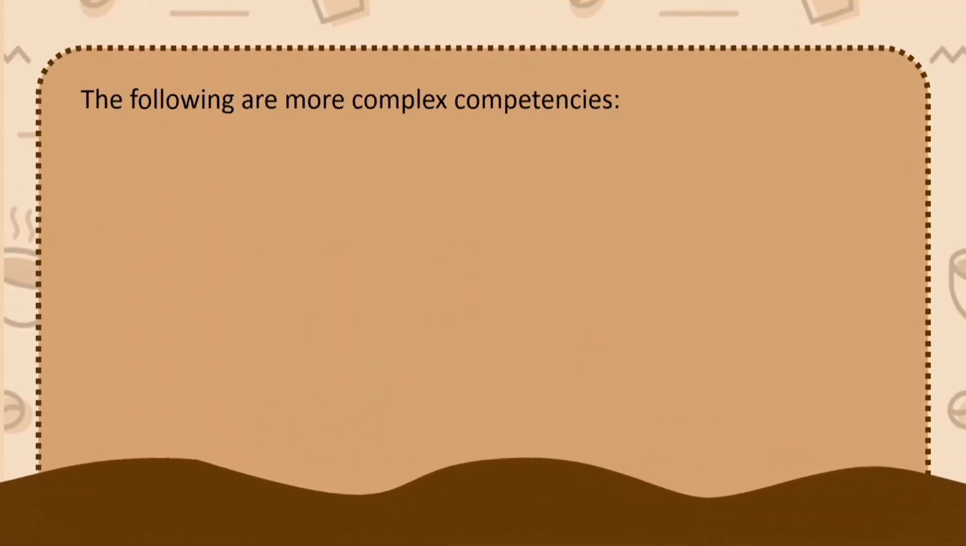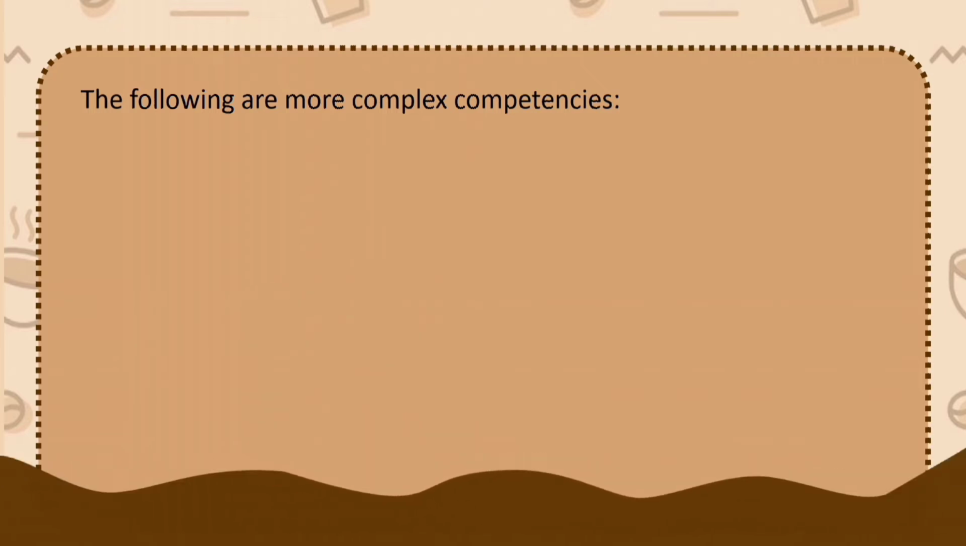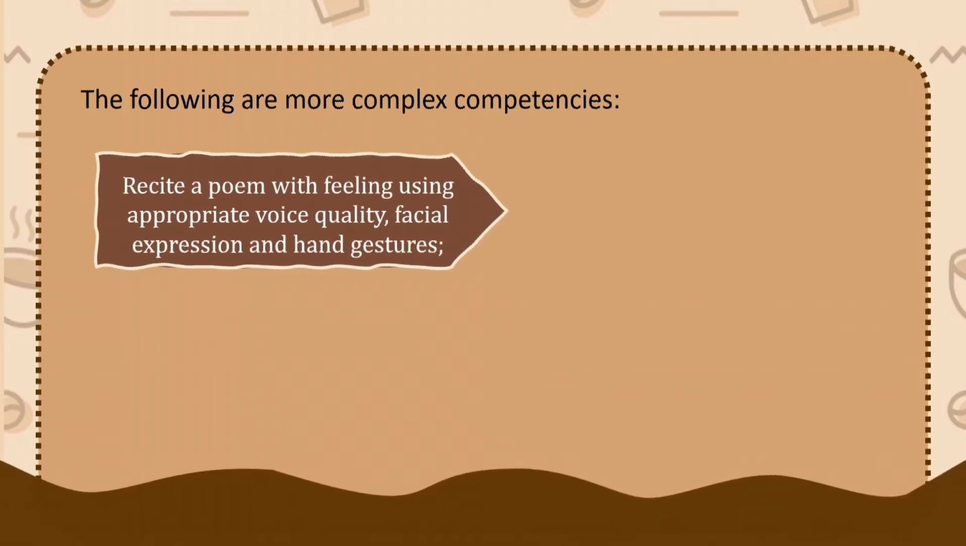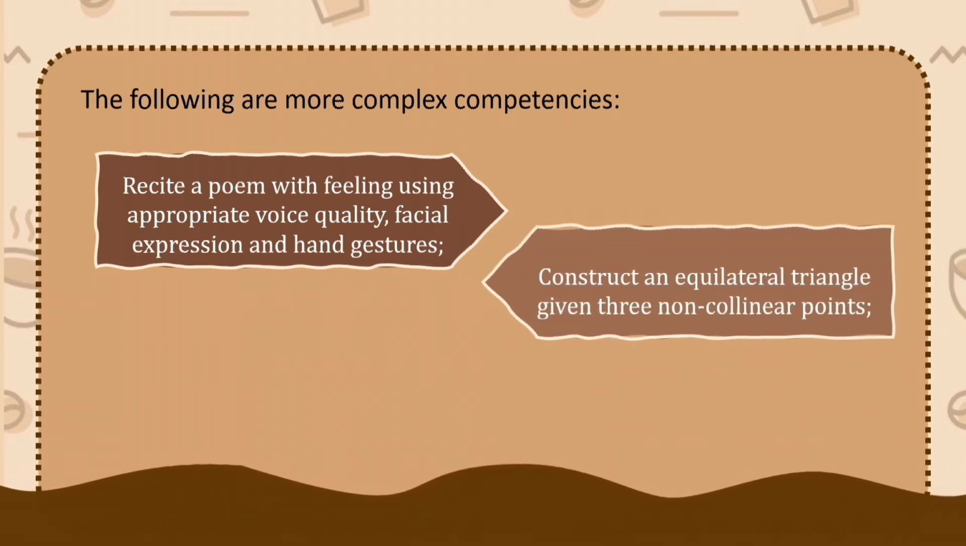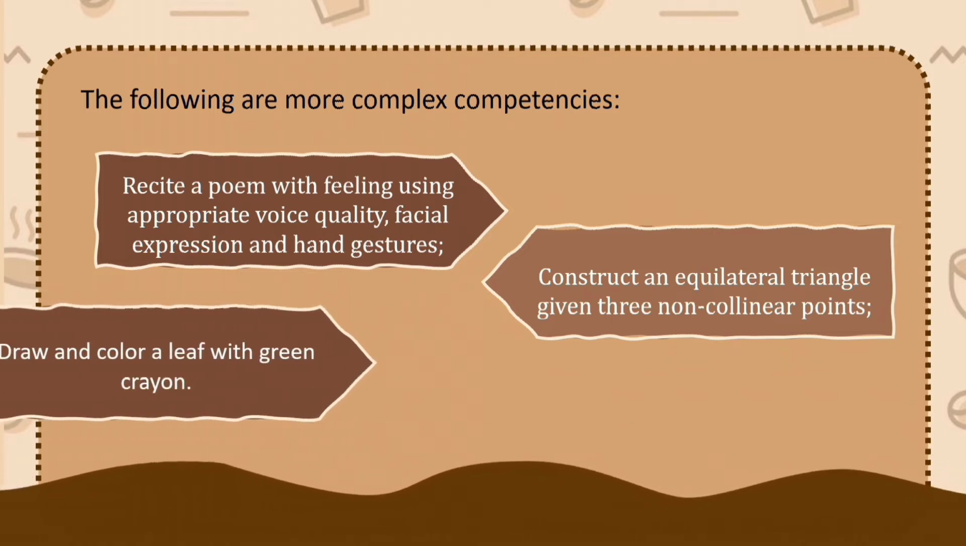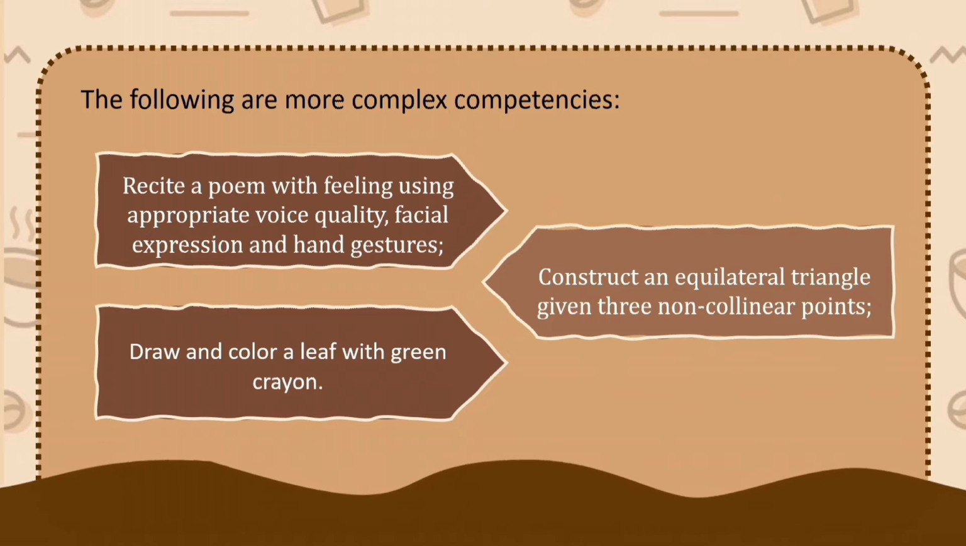The following are more complex competencies. Recite a poem with feeling using appropriate voice quality, facial expression, and hand gestures. Construct an equilateral triangle given 3 non-collinear points. Draw and color a leaf with green crayon.